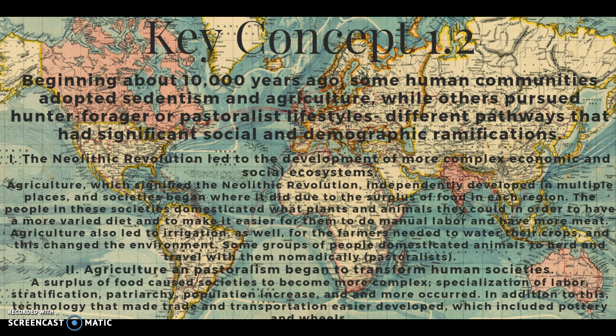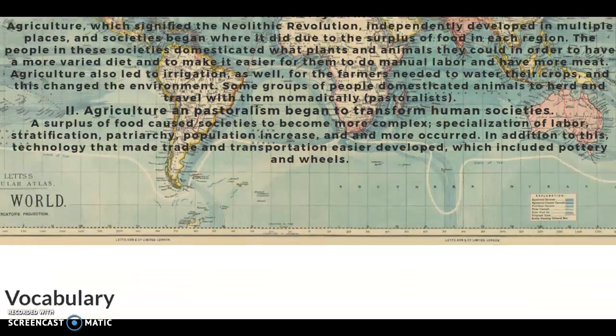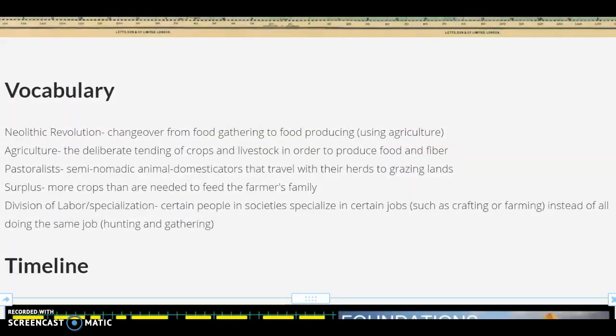some groups remained pastoralist, which means they domesticated animals to travel with them nomadically, but not plants, because they would still travel around, so they couldn't plant anything because they wouldn't stay where they planted it. Some vocabulary for this key concept is Neolithic Revolution, agriculture, pastoralist, surplus, and division of labor. And you need to understand these if you're going to understand the Neolithic Revolution and agriculture.